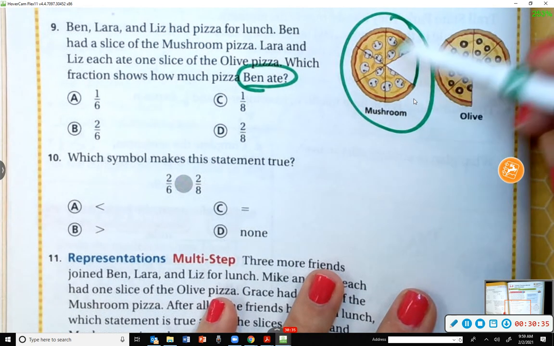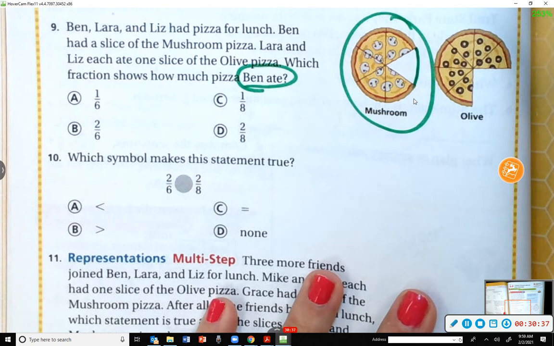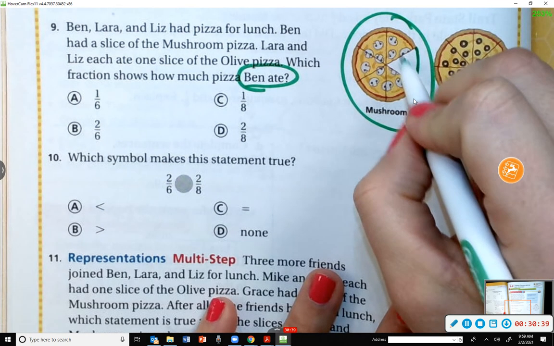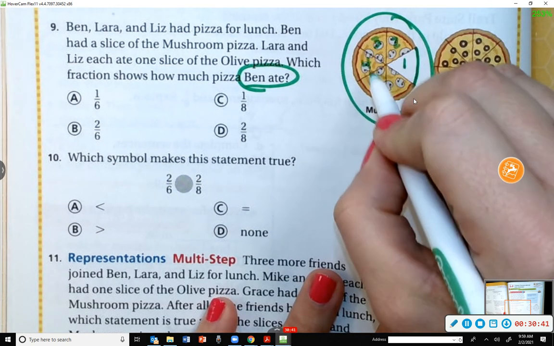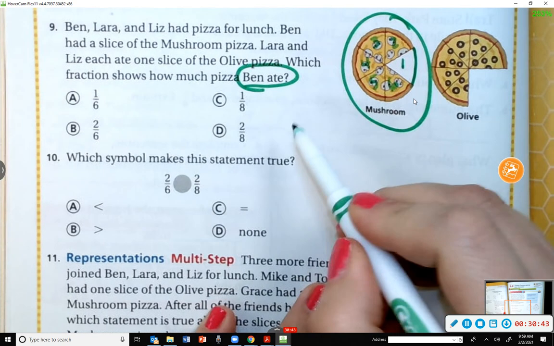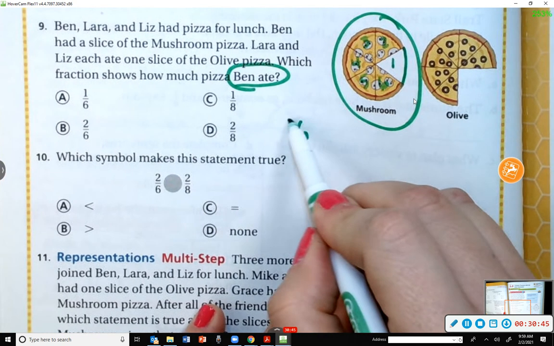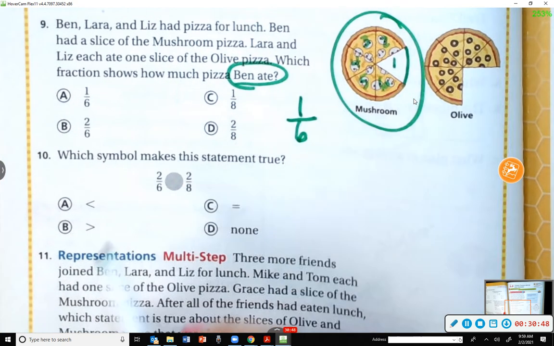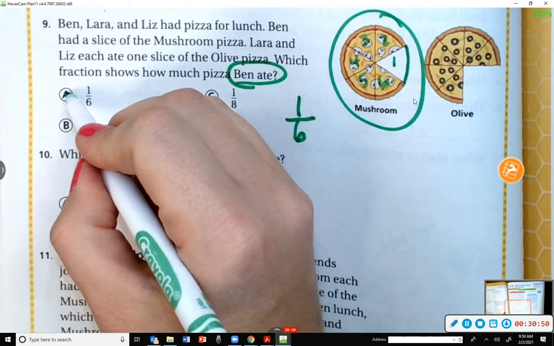Count how many pieces in all on the mushroom? Good. So there's 1, 2, 3, 4, 5, 6. So that means the denominator is 6. He ate 1. So A would be the correct answer.